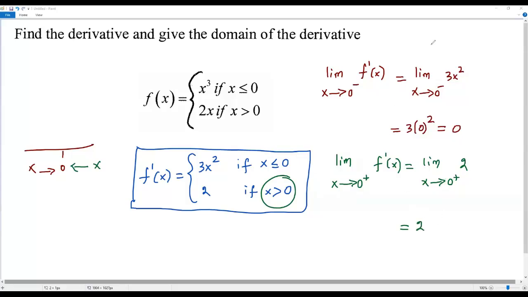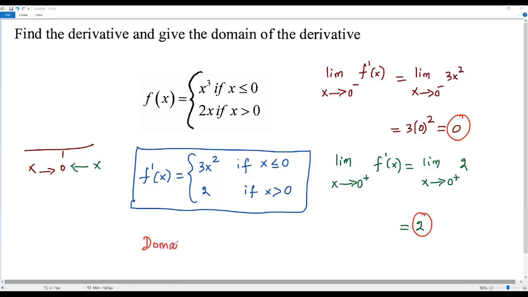Okay, now I got the left side limit and right side limit of 0 for f prime of x. The left side limit of 0 is just 0. The right side limit of 0 is 2 for f prime of x. So the left side limit and right side limit are not equal. So the first derivative, I mean f prime of x, is undefined at x equal to 0.